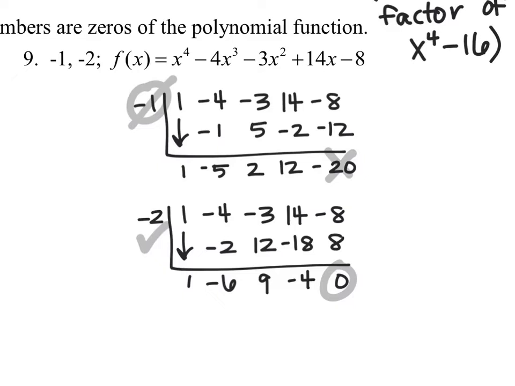Number 9, we're asked to test -1 and -2 with this 4th degree polynomial here. We've got all the powers accounted for, 4, 3, 2, 1, constant, so we don't need any placeholder zeros. So we can just use synthetic division. We see that we have a remainder of -20 when x equals -1. So -1 is not a solution or a 0. And we get a remainder of 0 when x equals -2. So -2 is a solution.